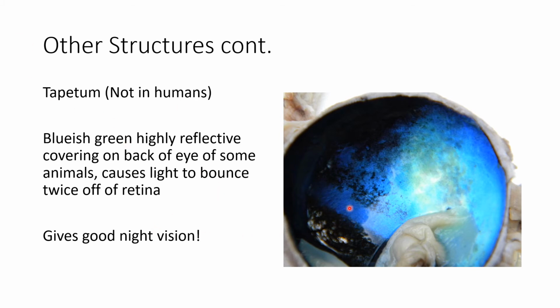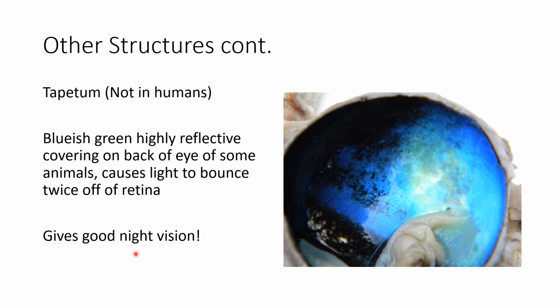And so the function of this is that when light passes through the eye, it hits the retina and then carries on going to the back of the eyeball through the retina. And then if there's this reflective layer here, it bounces that light back into the retina one more time. And so you're getting like extra exposure of that light.